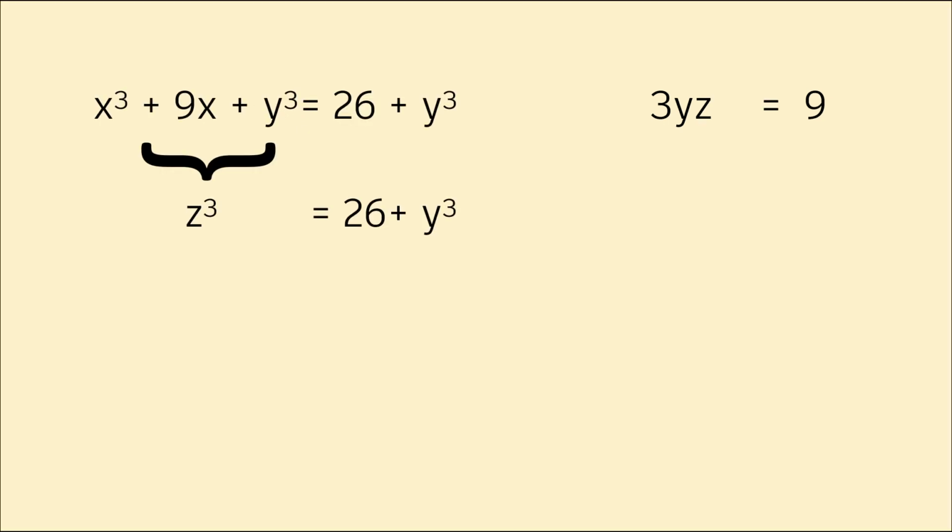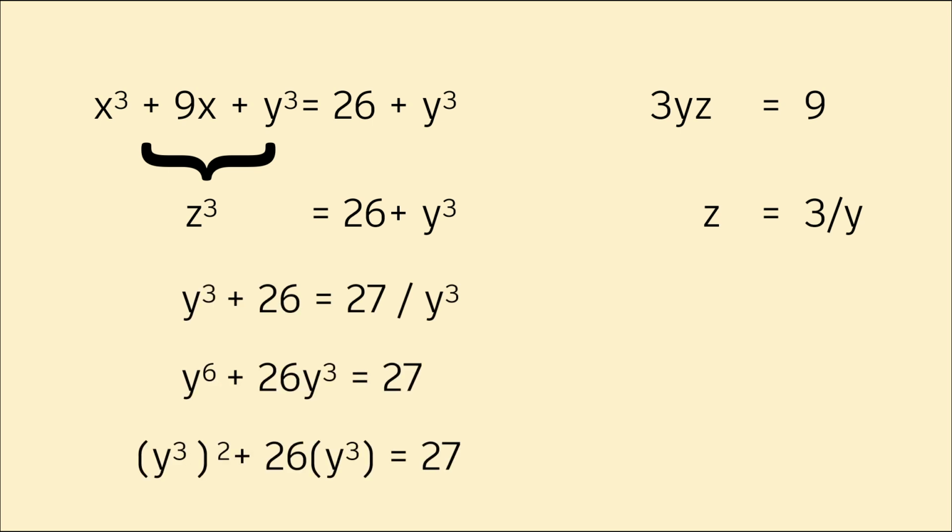But remember that x plus y equals z, meaning that the equation can also be read as z cubed equals 26 plus y cubed. Now we can use the equation on our right to see that z equals 3 over y. Substitute this result in our first equation, and we get y to the 6 plus 26y cubed equals 27.